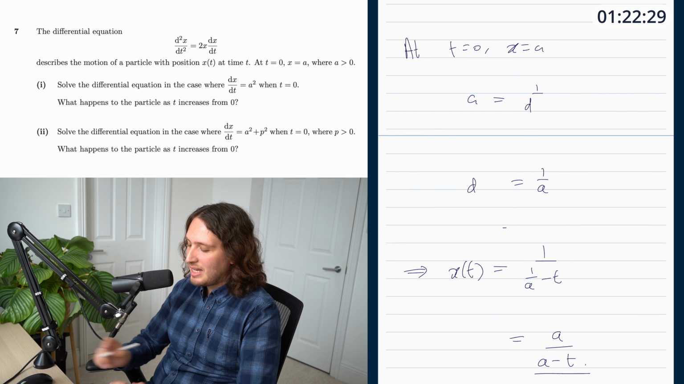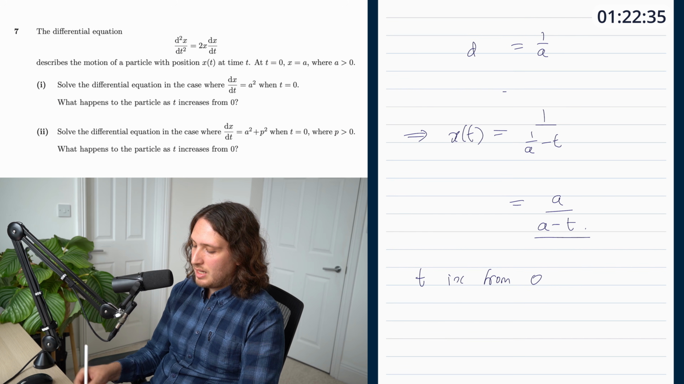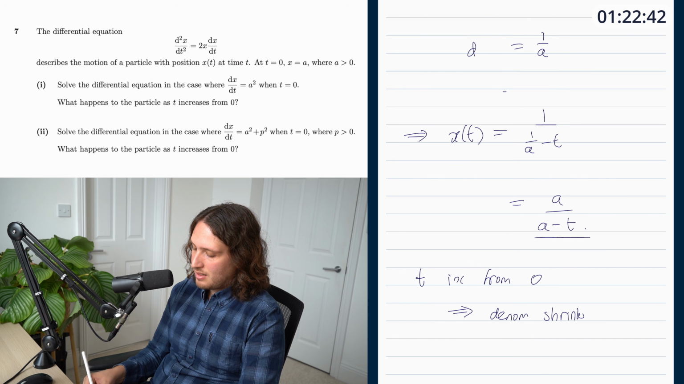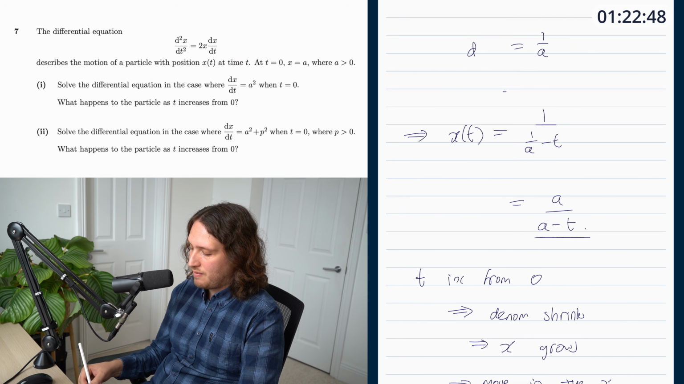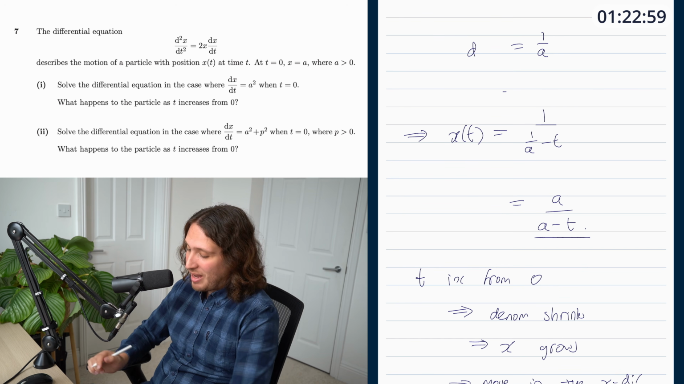What happens as t increases from 0? Okay, well, t increases from 0 means that the denominator shrinks, so x grows. So that means I move in the positive x direction away from my starting point, which was x equals a. So I'm moving in the positive direction. Okay, that wasn't so bad.